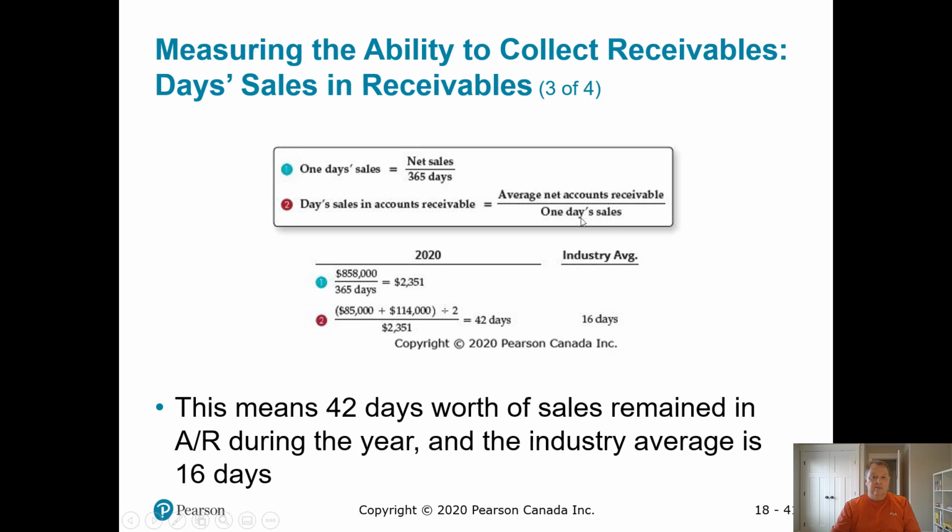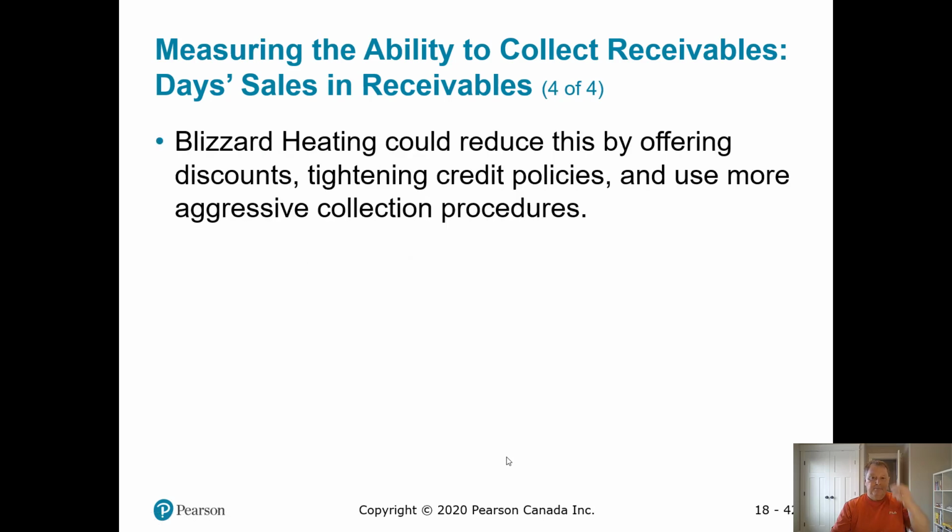Average net accounts receivable over 1 day's sales. So if our receivables are pretty high relative to the denominator, it can be discouraging. So in this case, their receivables are 42 days to collect, where the industry average is about 16 days. So these guys take longer to collect their receivables, which is not good, because you would rather have cash than having receivables if you could.